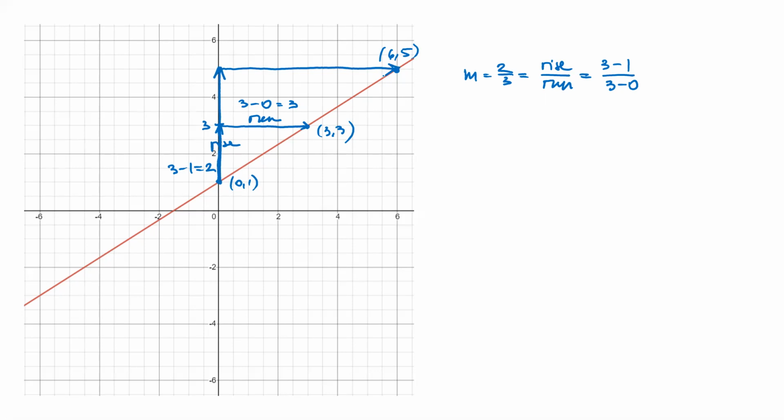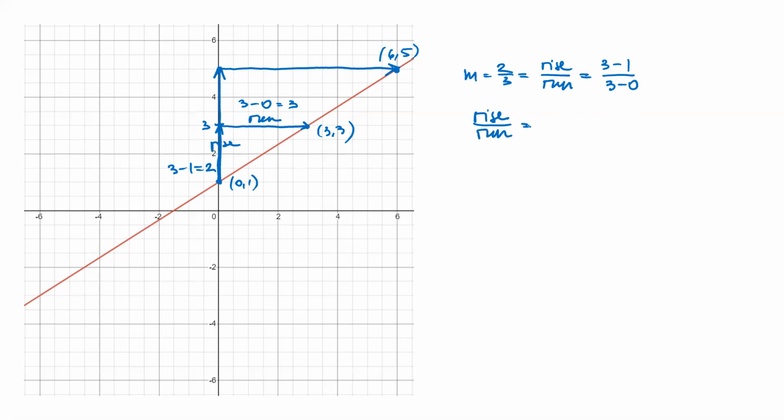So the rise, let me, not yet. I'm not going to be able to claim this is my original m until I actually calculate it. So let's just find what is going to be the rise and what is going to be the run for these 2 points, right?